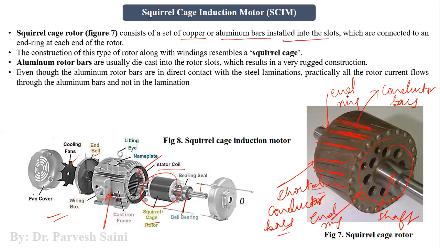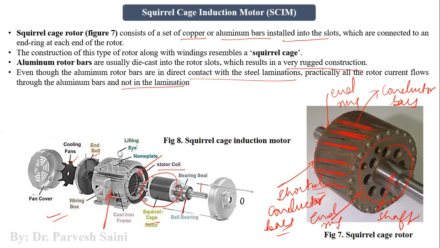Now one of the important features of this type of motor is that it has a very rigid construction. It is a very robust motor as compared to other motors. Now these aluminum rotor bars, or these are the rotor bars, are in direct contact with the steel laminations, right? Practically all rotor current flows through the aluminum bars and not in the lamination.